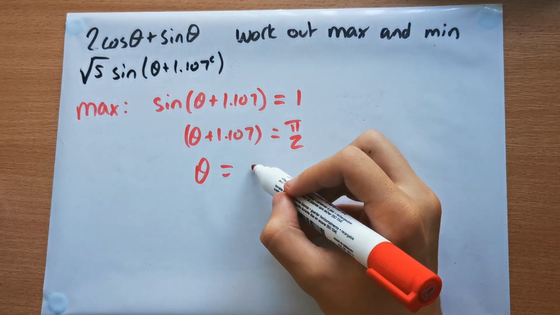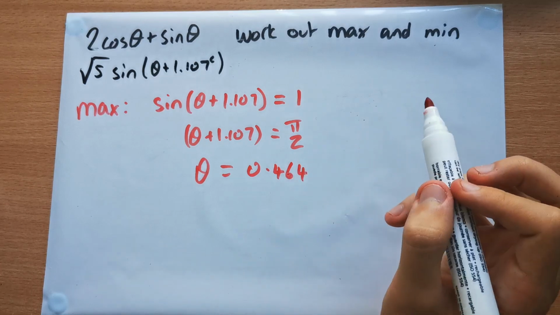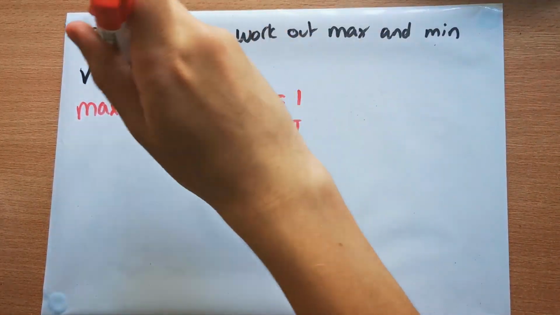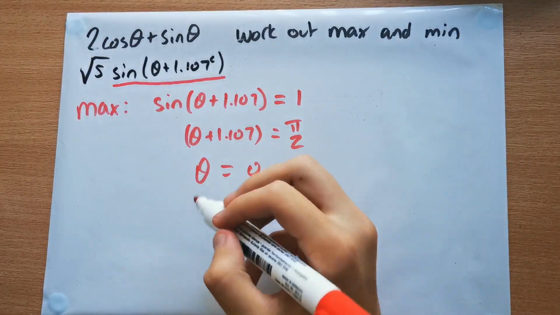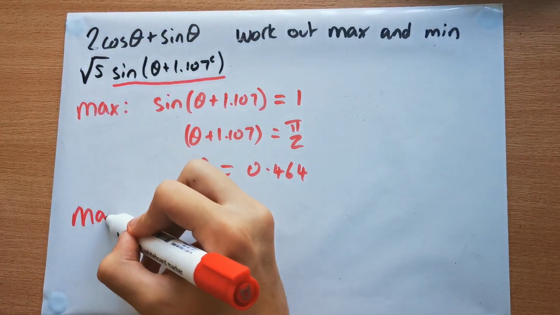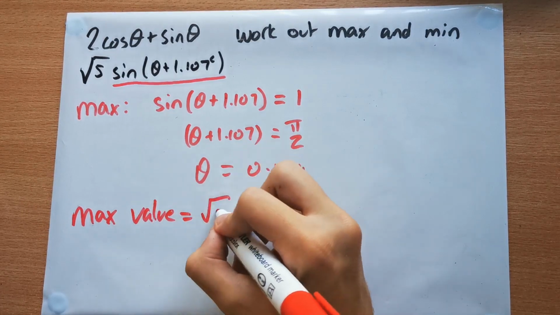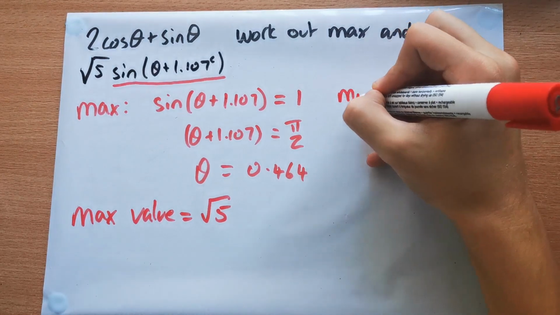Theta is equal to 0.464. And whenever sine is 1, so whenever sine of this is 1, that means this entire bit here is 1, multiplied by root 5, the maximum value is equal to root 5. That's kind of nice. Then if we go to minimum, we don't have much room here.